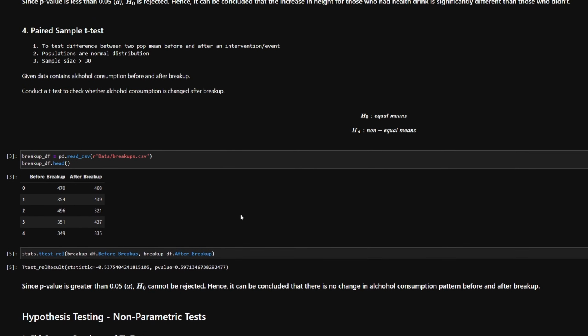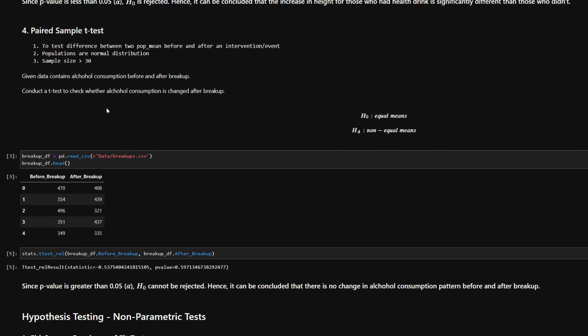Up ahead we have the paired sample t-test. So paired sample t-test is basically used to test the difference between two population means before and after an intervention or an event. Again, the populations are normal distribution and the sample size is greater than 30. Parametric test. So what basically is an intervention or an event, we'll see from this example.